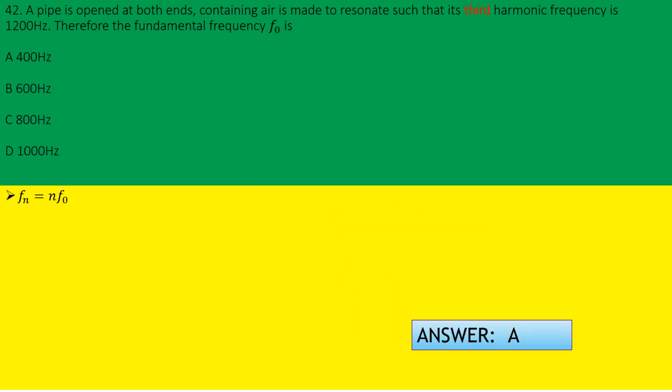Okay. So Fn is equal to nF0, right? We already established from earlier that for open pipes, the nth harmonic frequency is basically n times the fundamental frequency, right? So we actually notice that F3 is 3F0. If we're talking about the second harmonic frequency, then we'll basically just have 2F0. So if this was second harmonic, we'll just have F2 equals 2F0. Since it's third, F0 will now be F3 over 3. So F3 is 1200, divided by 3 is 400 hertz. That's why our answer is A.